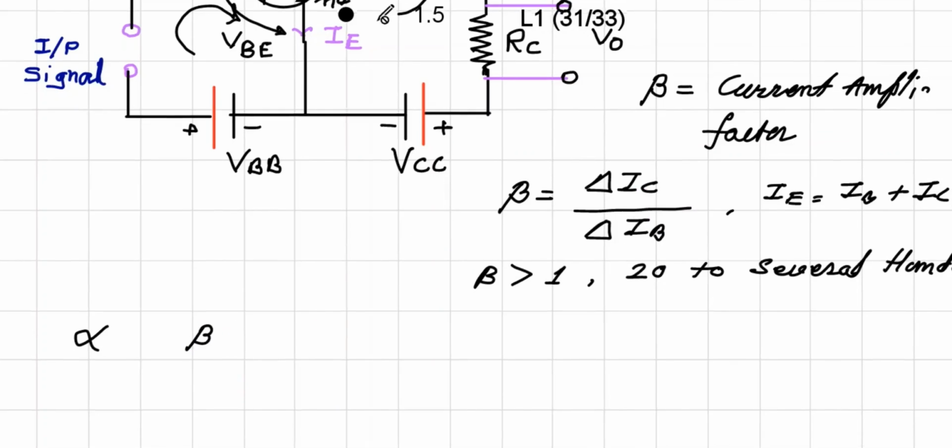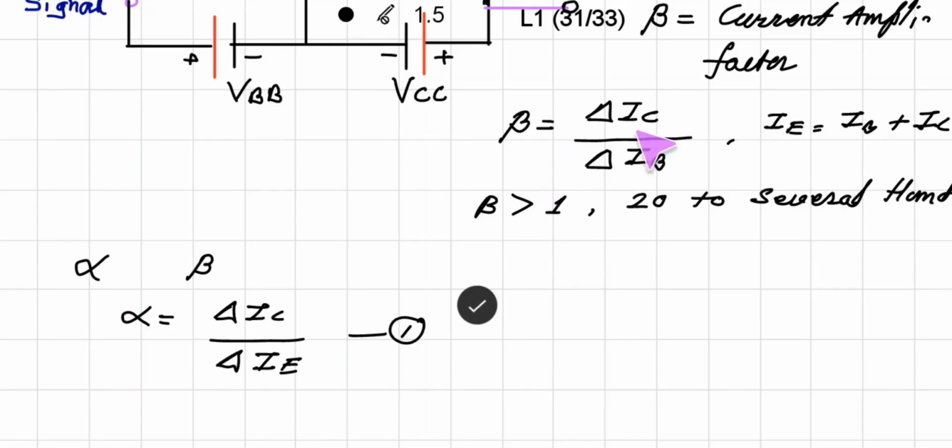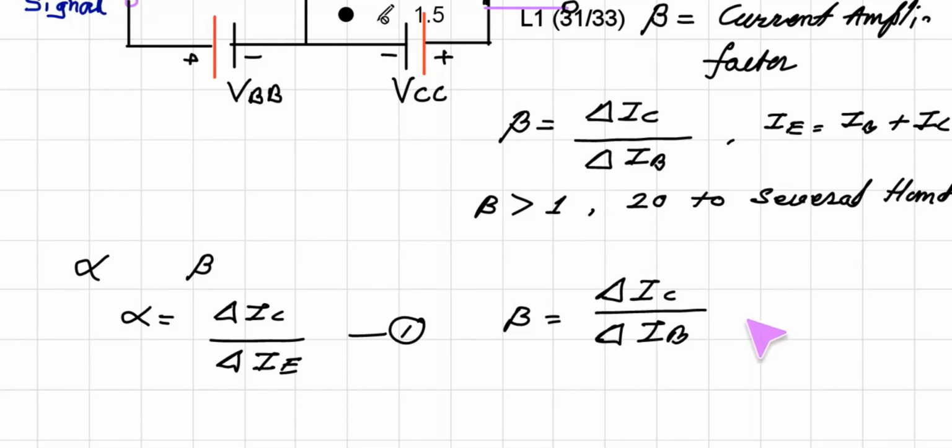Now let us think about the relation between alpha and beta. We know that alpha is equal to the change in collector current IC with respect to the change in emitter current IE. We also saw that beta is equal to delta IC upon delta IB. This is the second equation.